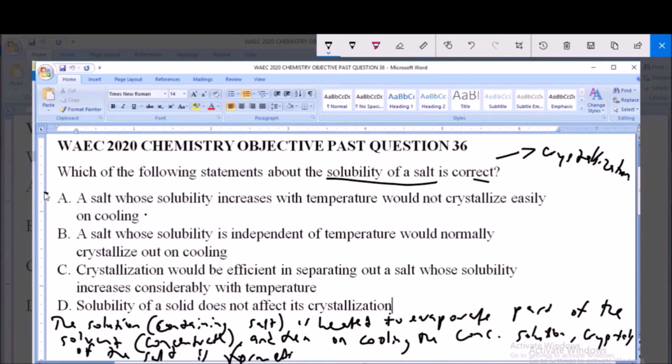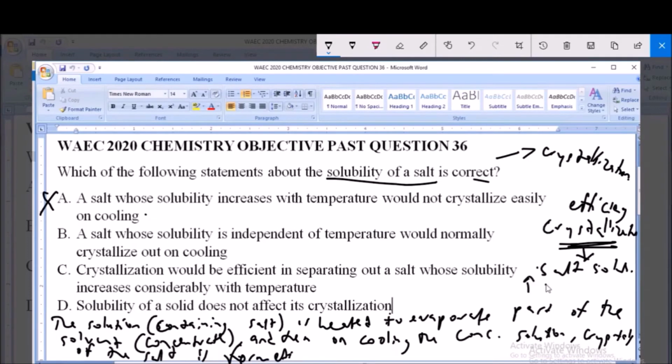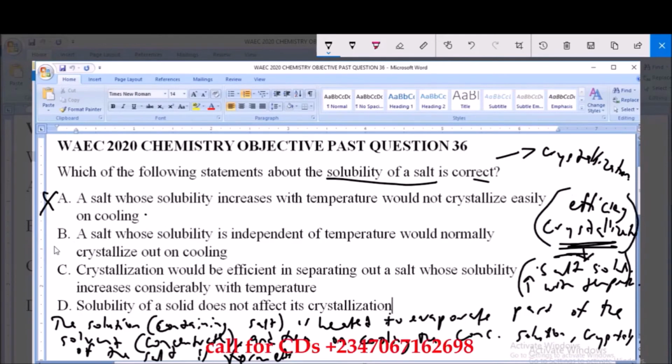Now, this statement is actually incorrect, because the efficiency in this technique of crystallization is higher when the salt solubility increases with temperature. So when the salt solubility increases with temperature, the efficiency of the crystallization is higher. So option A is incorrect.